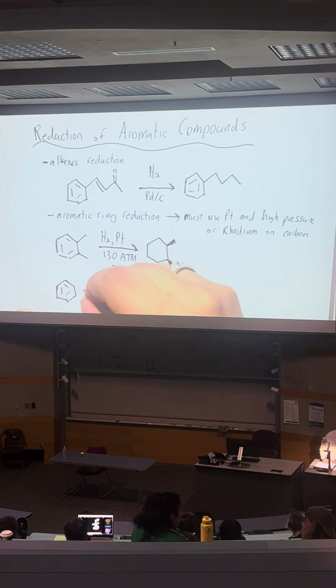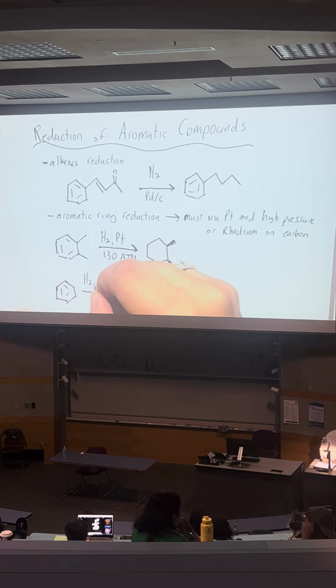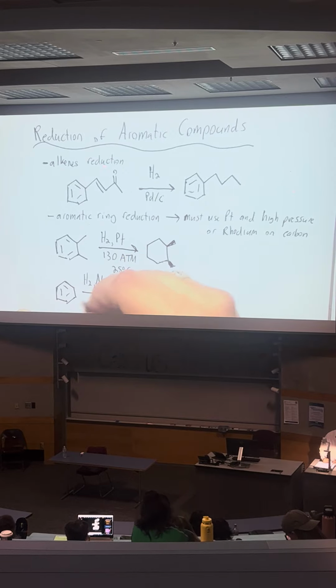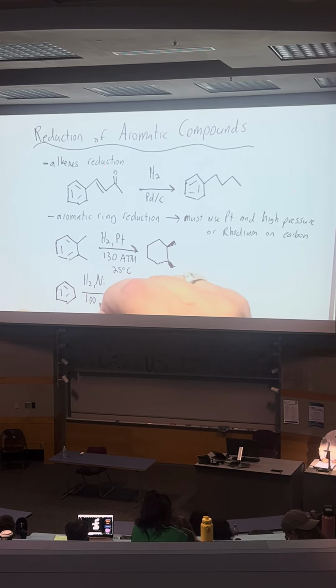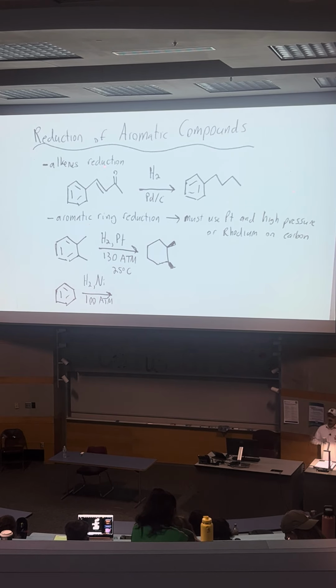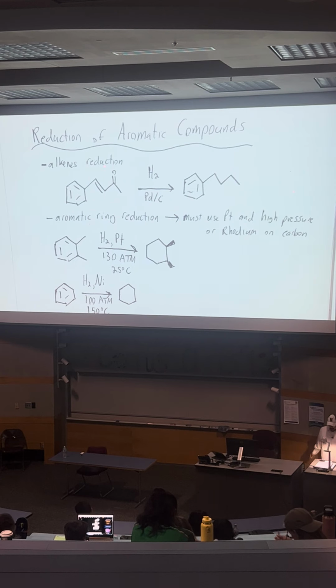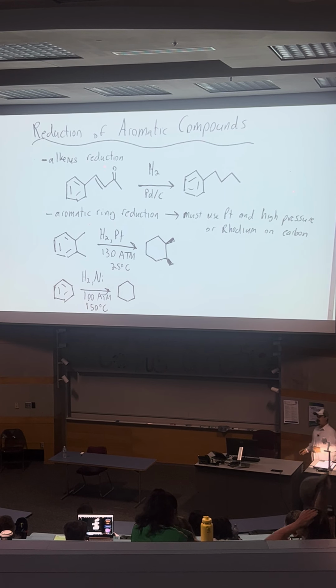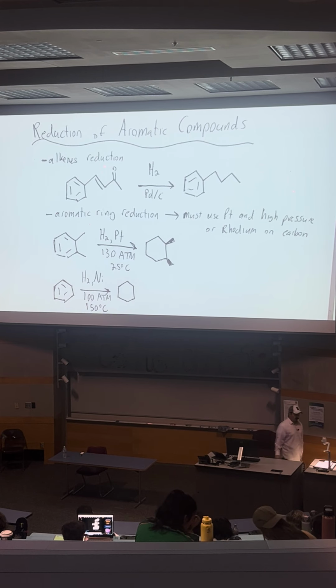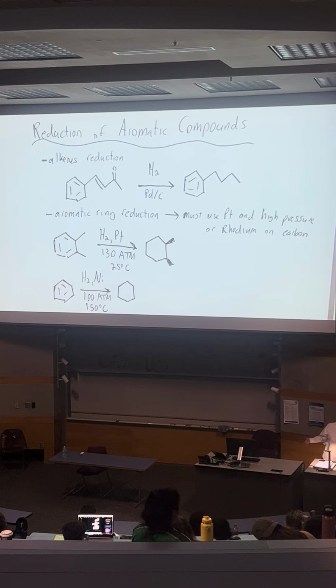Here's benzene. Here's another condition. This is using nickel, which is significantly cheaper. Nickel is not as good a catalyst. So even if we pressurize it with nickel, we have to heat this up to 150 Celsius to get it to work. So we use a cheaper catalyst, but now we have to put temperature into the system. And even at 100 atmospheres, we still need a blast shield, make sure that thing doesn't pop, and then we're good.